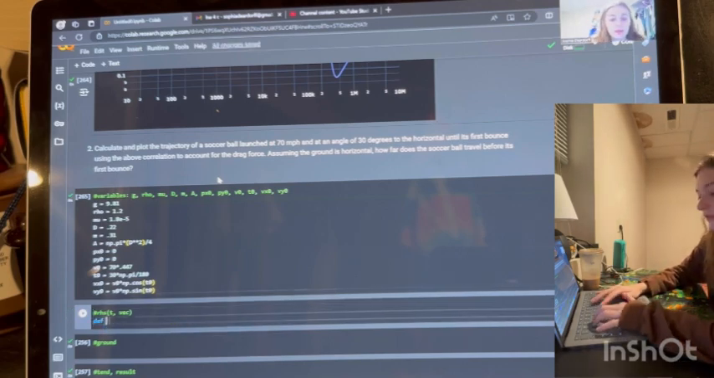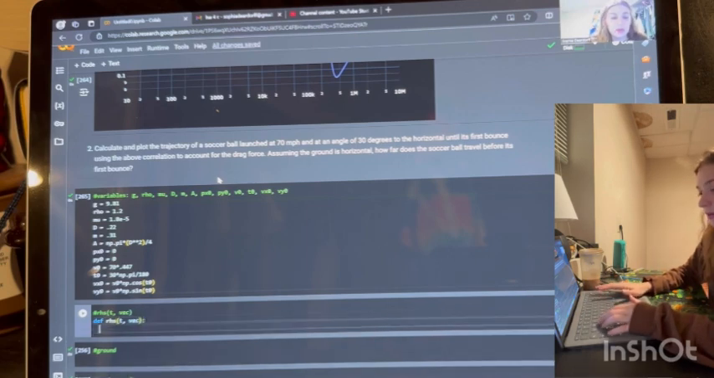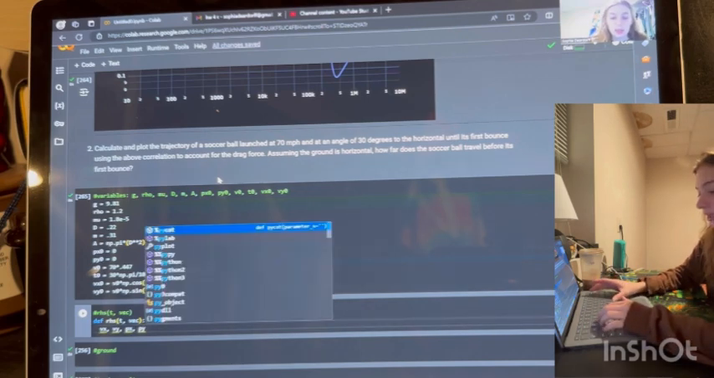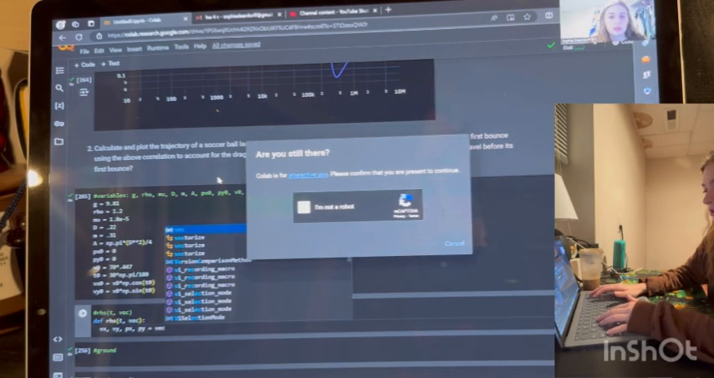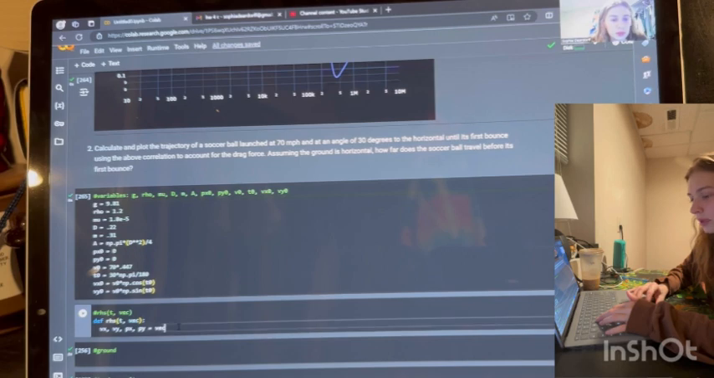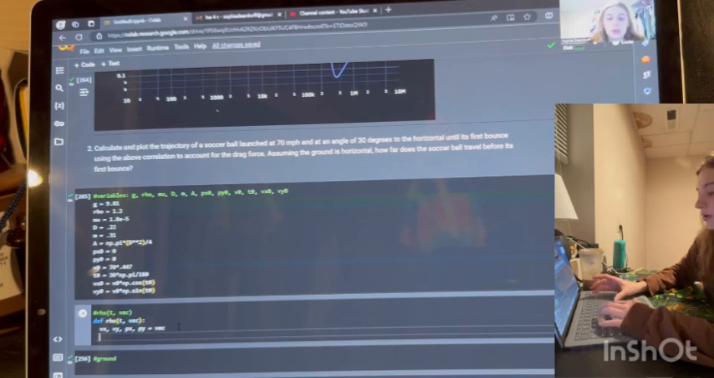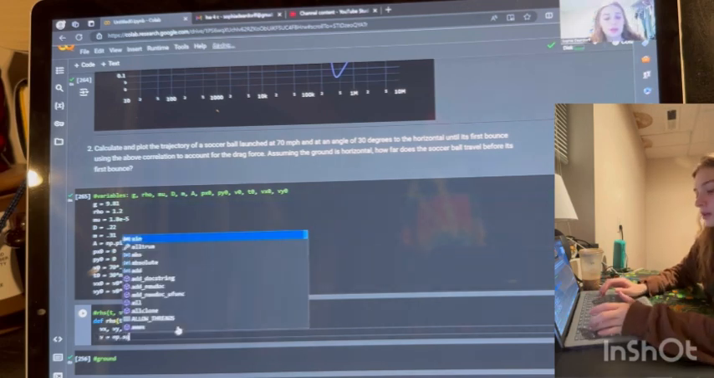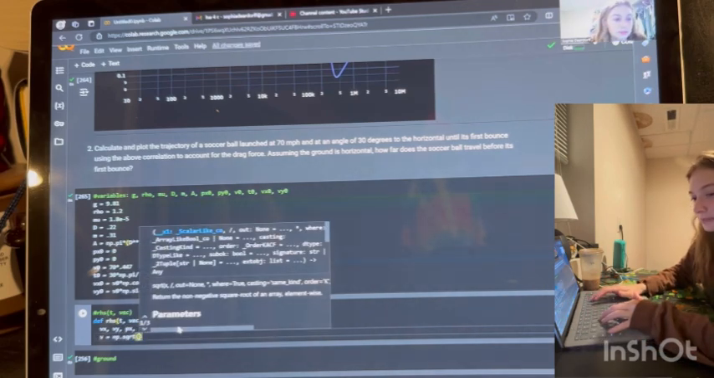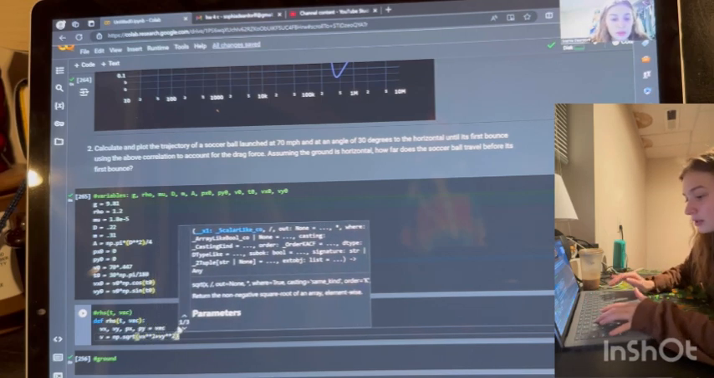So then we're going to do the def RHS of our t, vec. And then we're going to say what our vectors are. So vx, vy, px, py are equal to our vector. Okay. And then from here, we're going to say what our v is, and that's going to be the square root of our vx squared plus our vy squared.